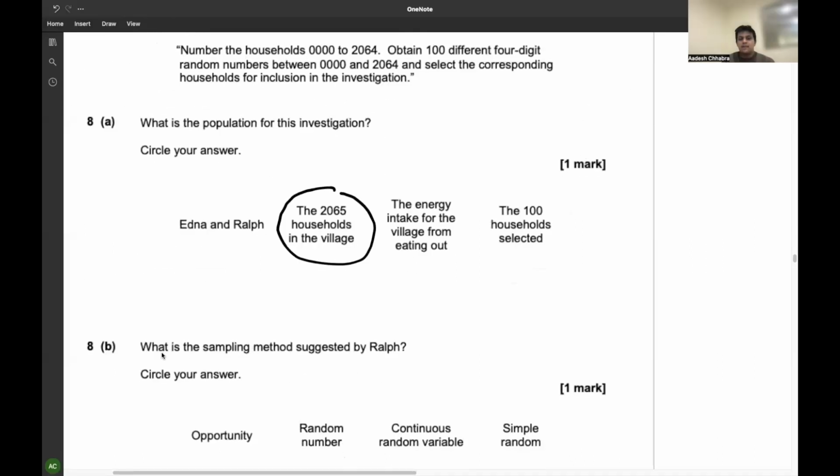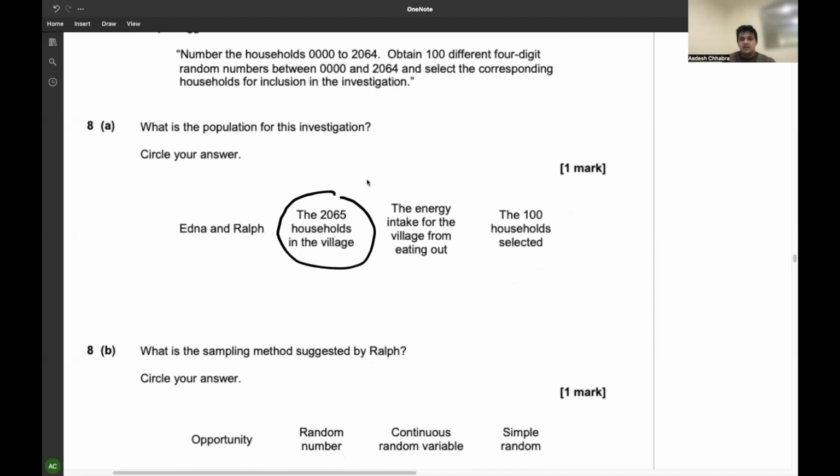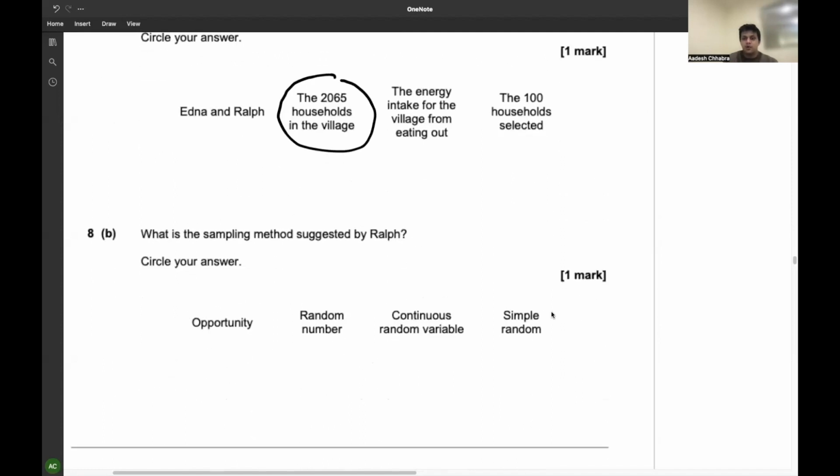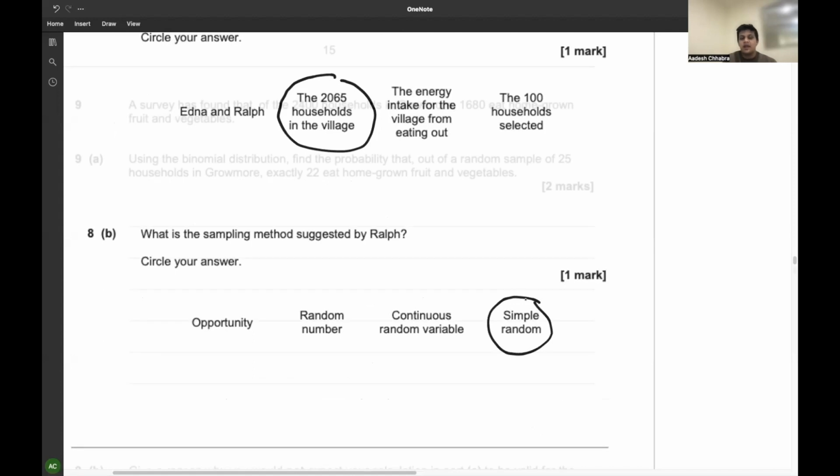So now for question 8B, we've been asked, what is the sampling method suggested by Ralph? And this is quite obviously simple random. So we can go ahead and circle that.